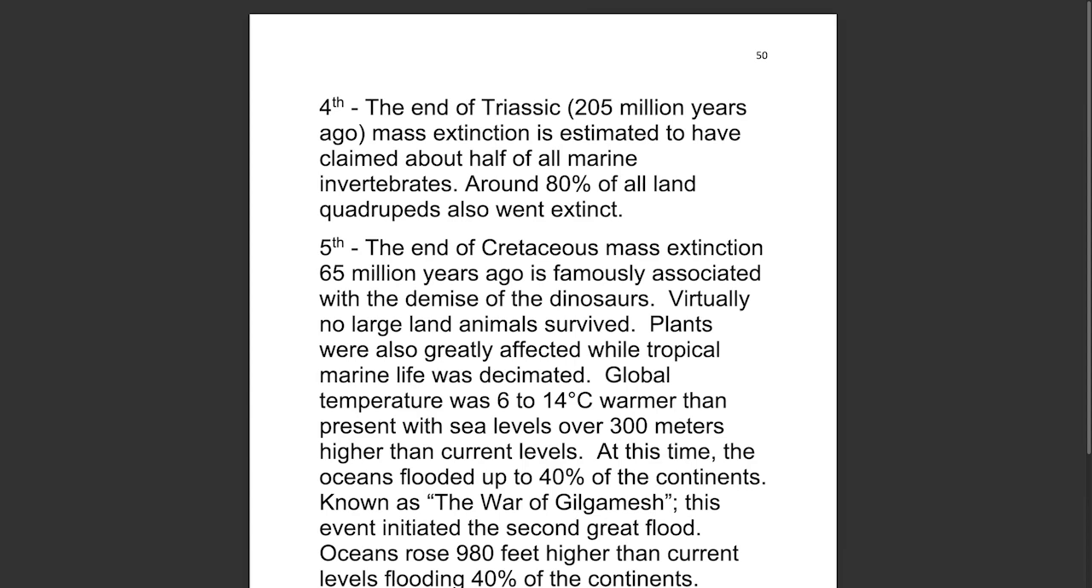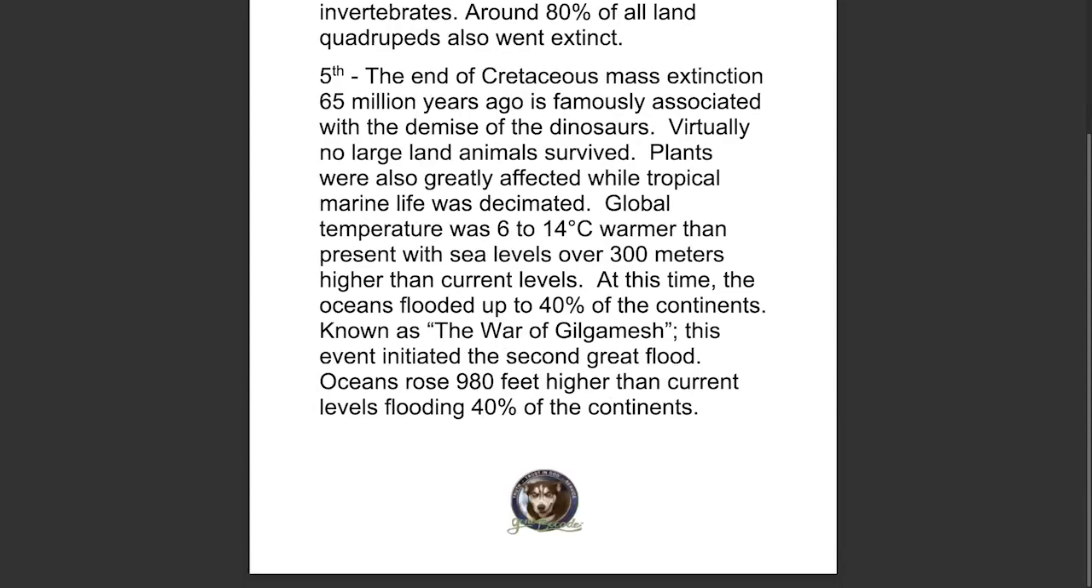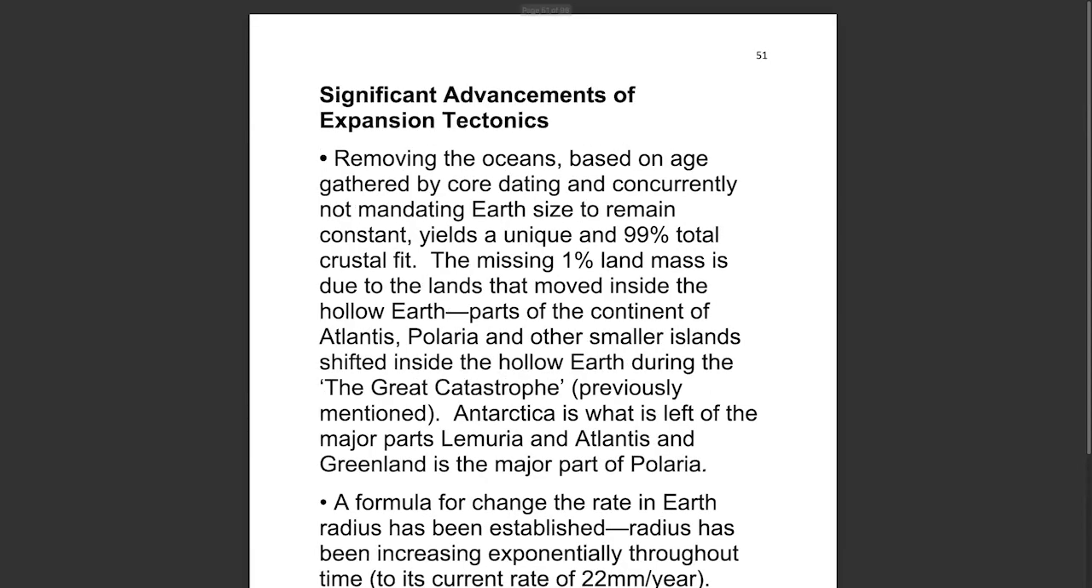At this time, the oceans flooded up to 40% of the continents. This was another battle between Lemuria and Atlantis, known as the War of Gilgamesh. This event initiated the Second Great Flood. Oceans rose 900 feet higher than current levels, flooding 40% of the continents, as I just stated.